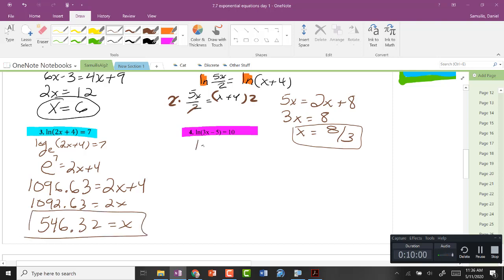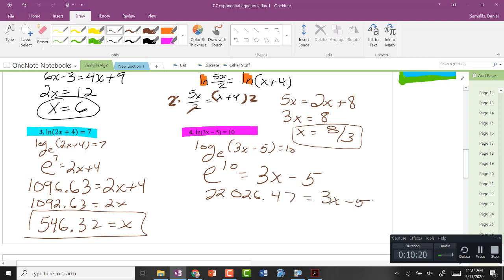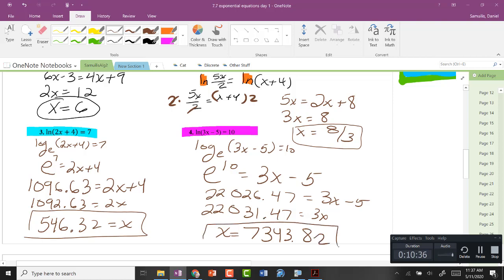And last but not least, same type of problem. Log base e of 3x minus 5 is equal to 10. So e to the 10th equals 3x minus 5. This one's going to be a big number. e to the 10th power is 22,026.57 equals 3x minus 5. Let's add 5 to that. 22,031.57 equals 3x, and then divide by 3. So our final answer, 7,343.82.